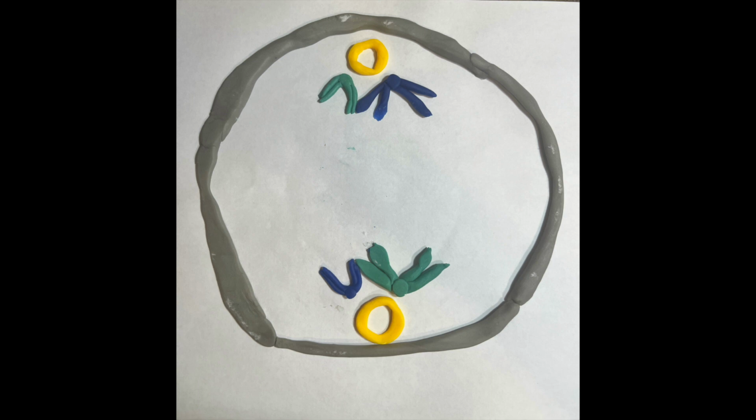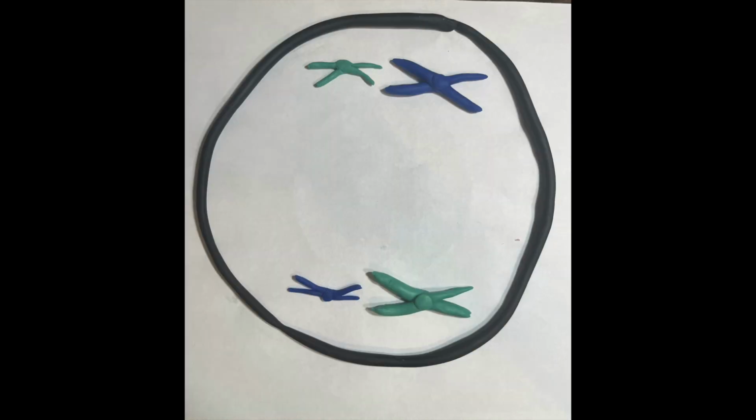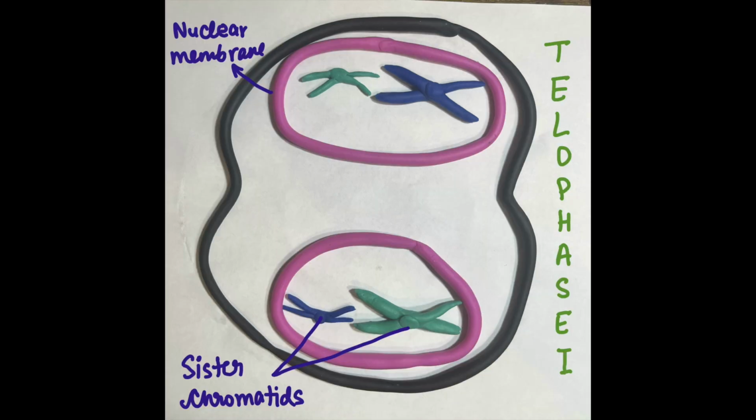Errors during anaphase 1 can result in the formation of daughter cells with too many or too few chromosomes, leading to genetic abnormalities such as Down syndrome. In telophase 1, the chromosomes arrive at the opposite poles and a new nuclear envelope forms around these chromosomes. The cell is then divided into 2 haploid daughter cells through cytokinesis.